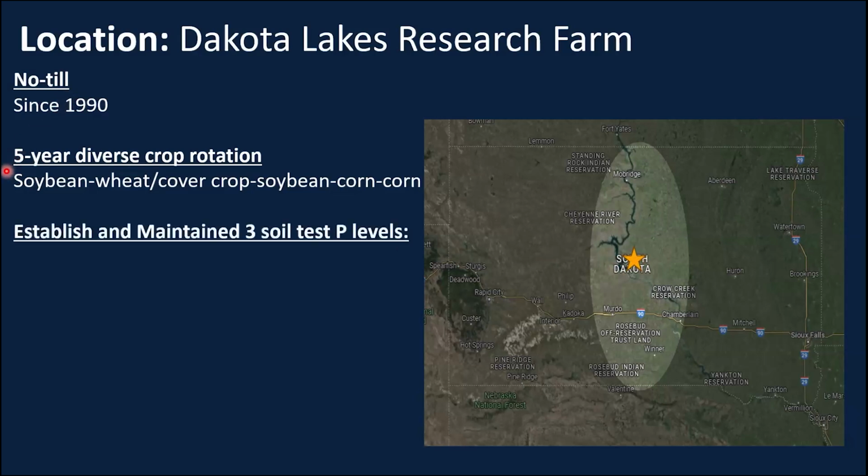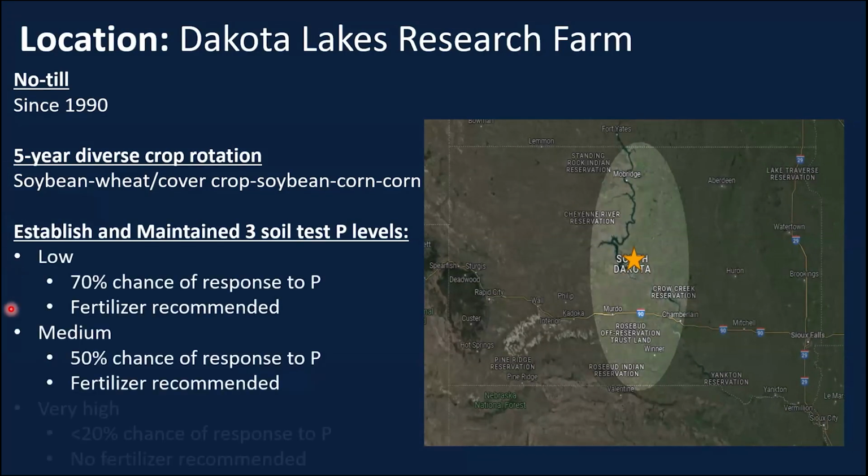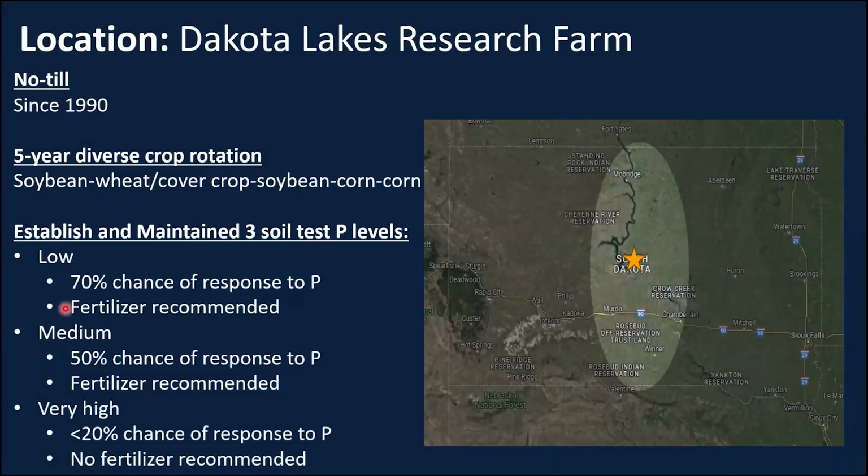And then within this field, we established and maintained 3 soil test phosphorus levels. We have a low soil test, a medium, and a very high. The low and medium have a 70 and a 50% chance of response to phosphorus. That typically says when we add phosphorus, you're likely going to see a response to phosphorus. So there's a very high one. The likelihood of seeing a response is less than 20%, so we don't normally see fertilizer recommended. This usually yields as high as we can, regardless of how much phosphorus fertilization we apply. So what we'd expect to see in normal circumstances is these two would respond to phosphorus application. This one will likely not.